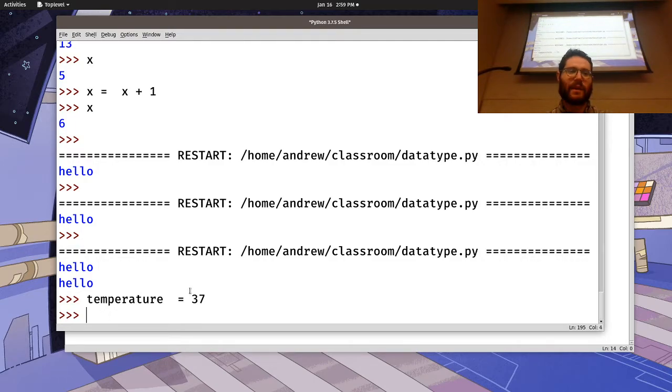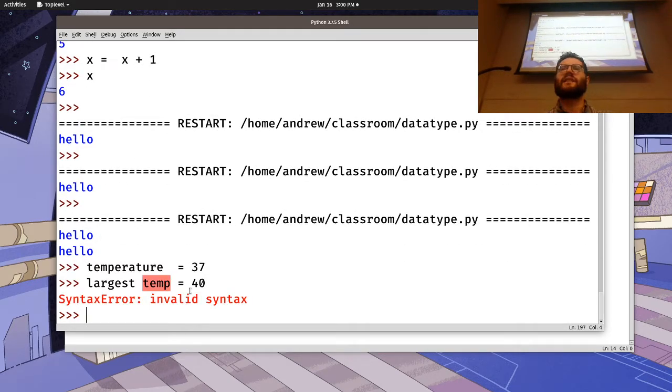So you can name them however. In fact, you can give them multiple words, kind of. However, there's a bit of an issue. Largest temp for temperature is equal to 40. Notice it says invalid syntax. It doesn't like the space in there.